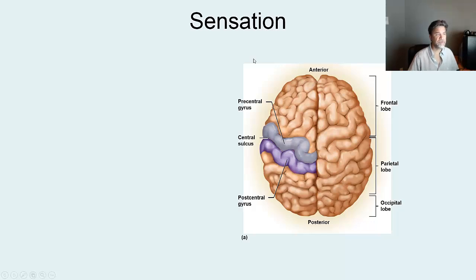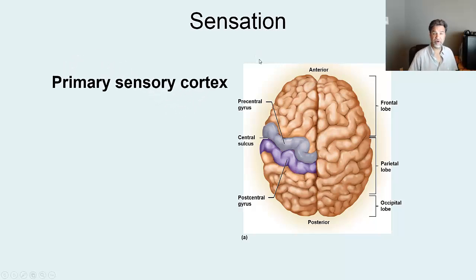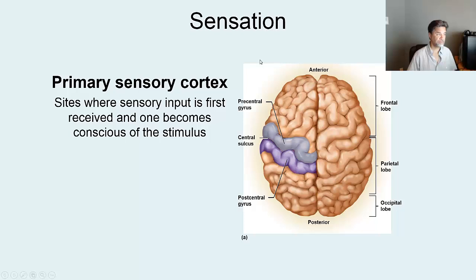So these are the areas where we're going to concentrate, and because we're talking about sensation, we're going to concentrate on this purple band, this purple gyrus right here in this particular video. So this is called the primary sensory cortex.